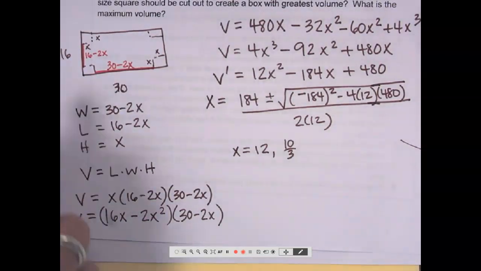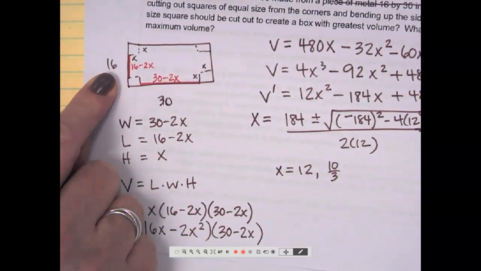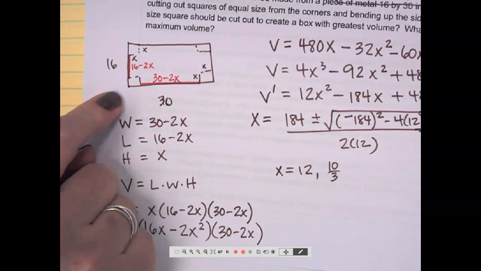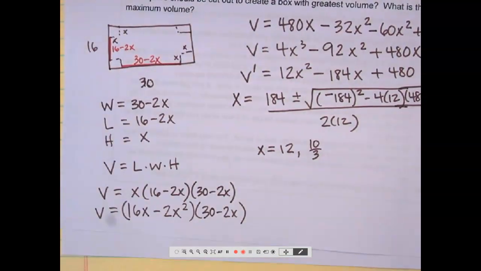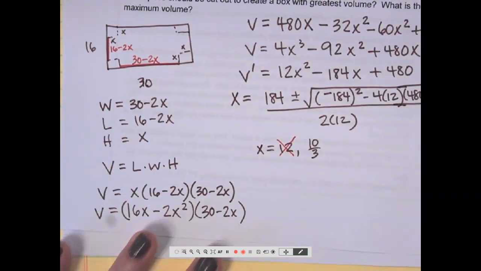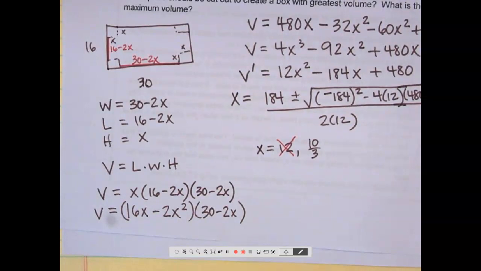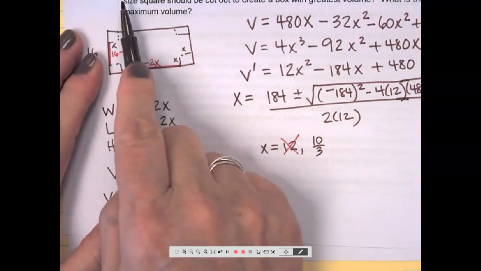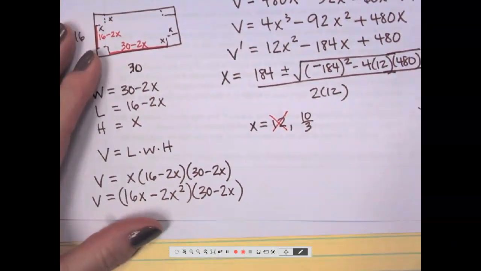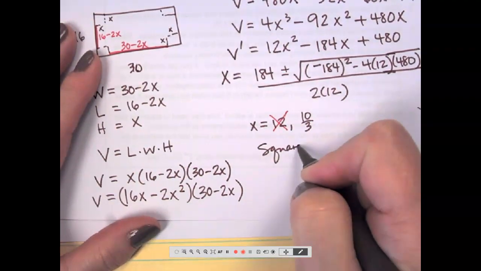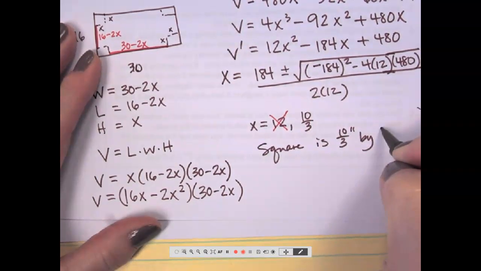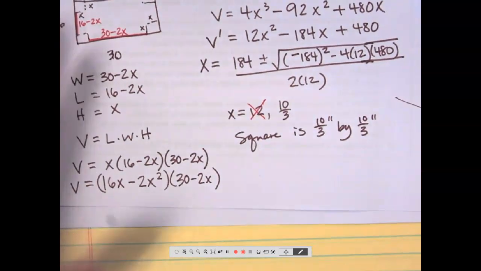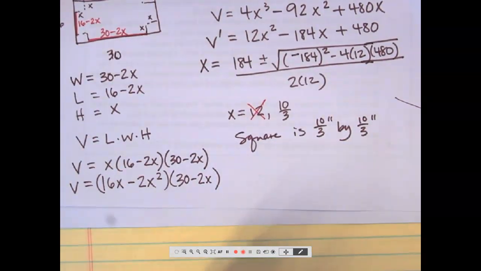If the shortest side is 16, can I cut 12 off of each end? No. It would work on the 30 length, but not the 16. So the 12 is extraneous. It doesn't make sense in this situation, so we ignore it and just use 10/3. Back to the question: what size square should be cut out? 10/3. The square should be 10/3 inches by 10/3 inches. That's the length and width of the square. And what is the maximum volume?